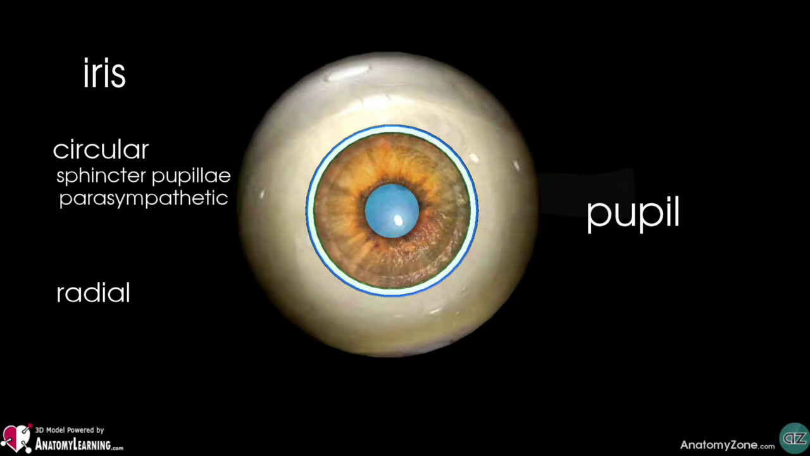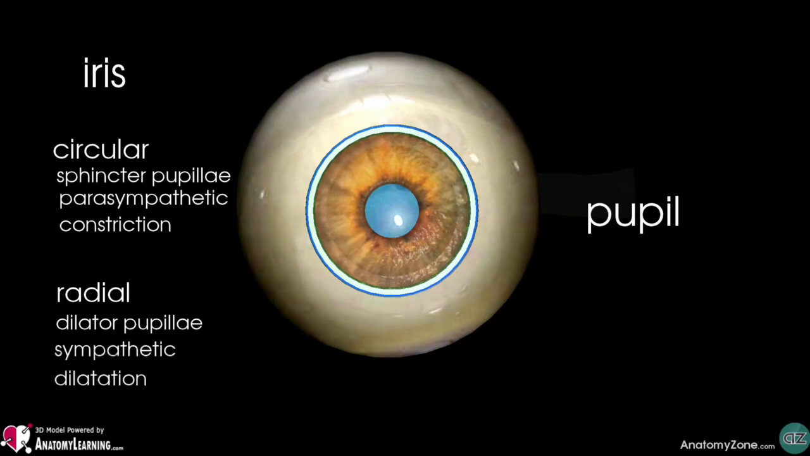Activation of this system causes constriction of the pupil, which thereby limits the amount of light that can enter the eye. The radial fibers, on the other hand, make up the dilator pupillae muscle, which are innervated by the sympathetic nervous system and cause dilatation of the pupil, thereby increasing the amount of light that can enter the eye.